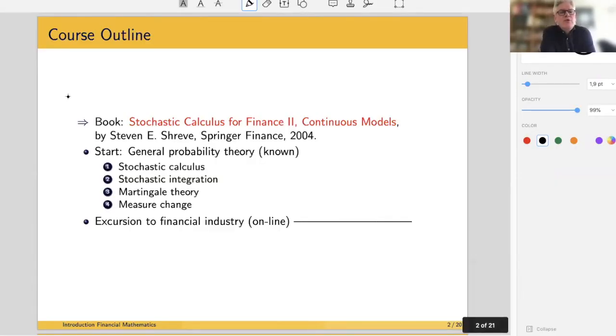The course will be based on the book Stochastic Calculus for Finance 2, Continuous Models by Steven Shreve, a Springer Finance book from 2004. I can show it here. Basically, this is an introduction to financial mathematics, but that implies that this is more like an applied probability course, where we discuss in detail stochastic calculus, stochastic integration, the concept of martingales and martingale theory, and measure changes. Only towards the end of the course will we discuss some financial models. Before that, we discuss the general theory to reach those financial models.